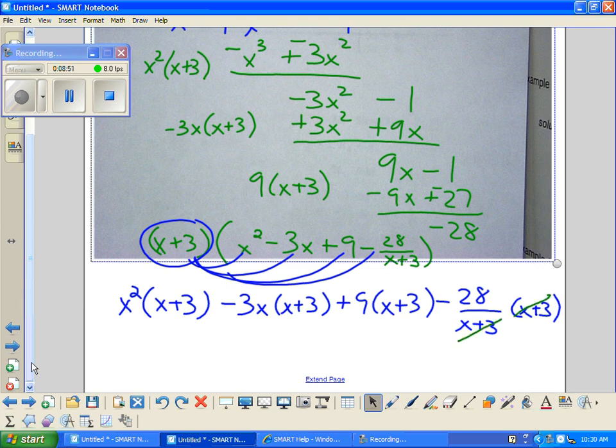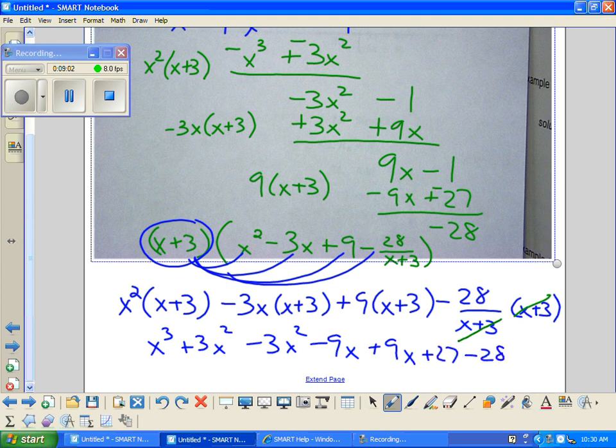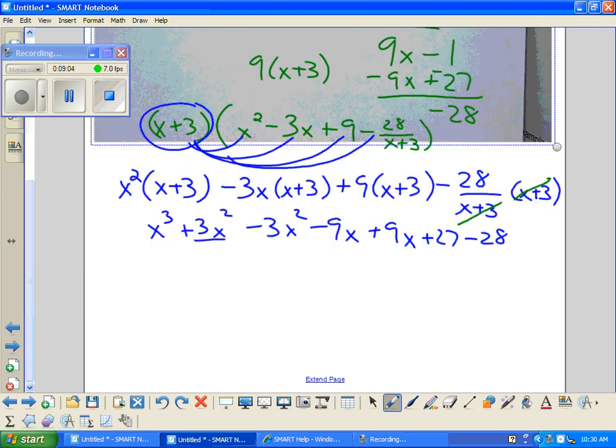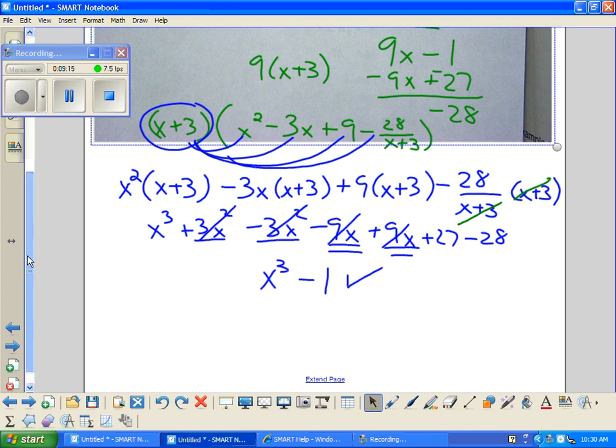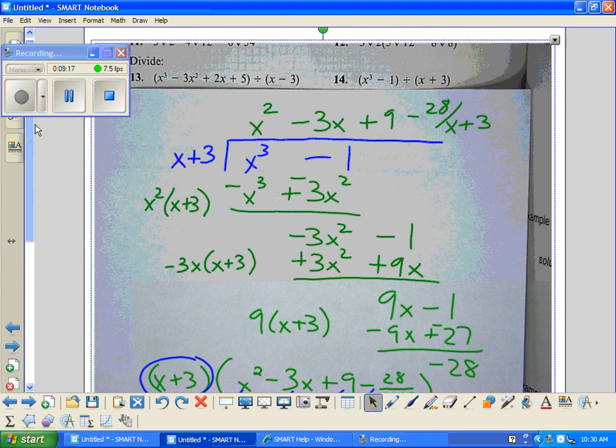I'll redistribute here. x cubed plus 3x squared minus 3x squared minus 9x plus 9x plus 27 minus 28. Combine like terms. These cancel. Like terms, these cancel. I'm left with x cubed minus 1, which is the same. Which means my answer at the top was correct.